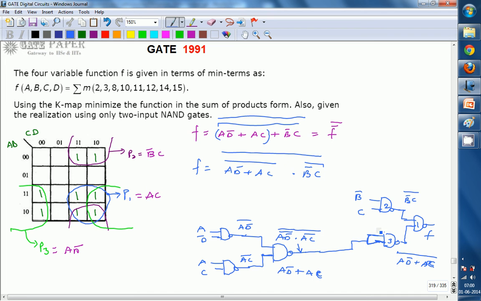So how many NAND gates are required in total? It is nothing but 1, 2, 3, and it is 4. This is 5, and it is 6. So a total of 6 two-input NAND gates are required to get the function F. Okay, thank you.